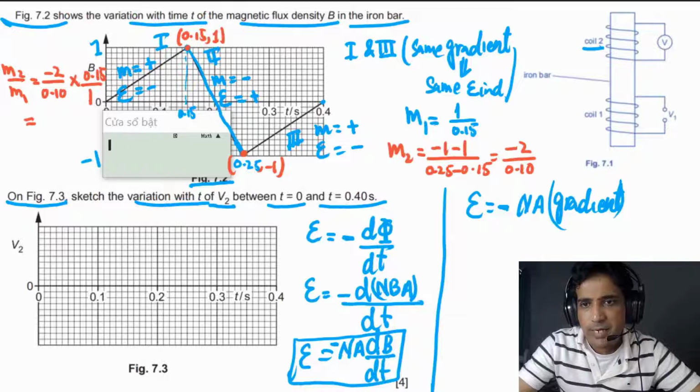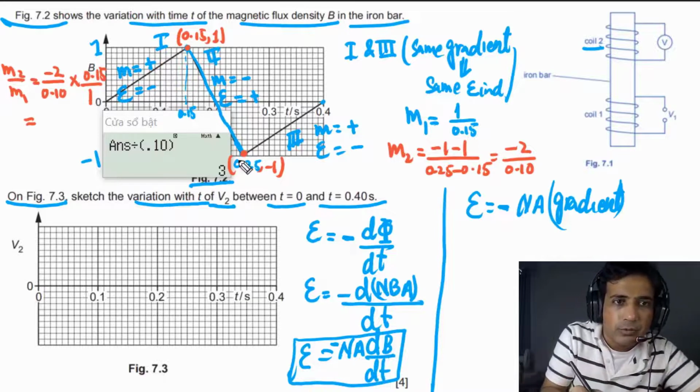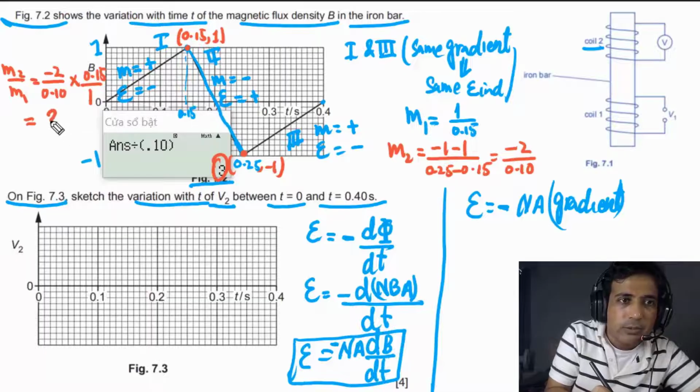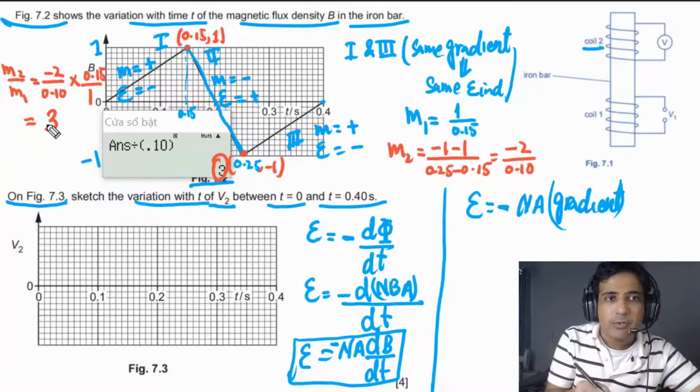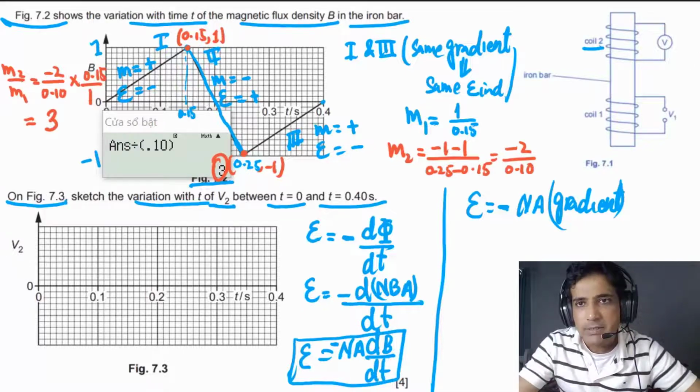In this case, we have 2, so let me solve this one. 2 times 0.15, and this is divided by 0.10. So simply in this case, we will get our final answer, that is equal to 3. So this is our final answer. It means that M2 is 3 times greater than M1. So we have to consider these points now, and we can sketch the graph.